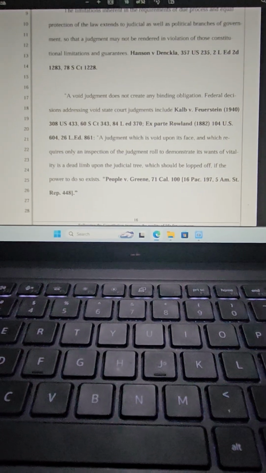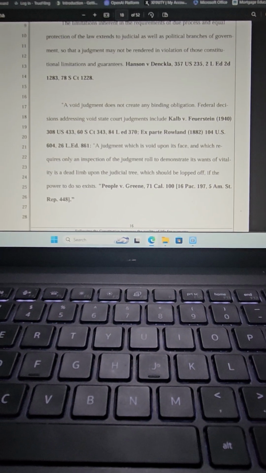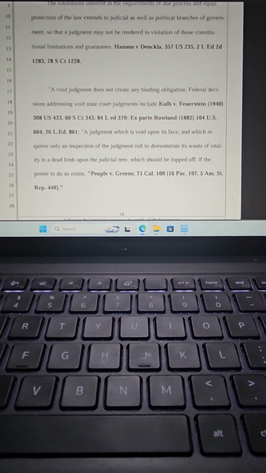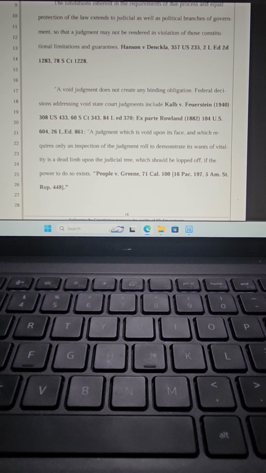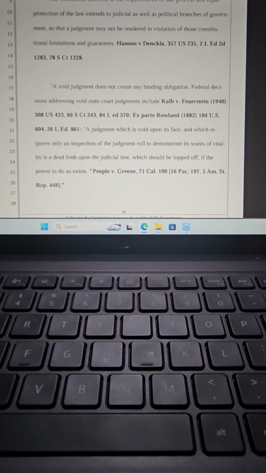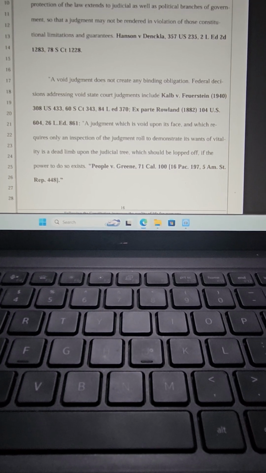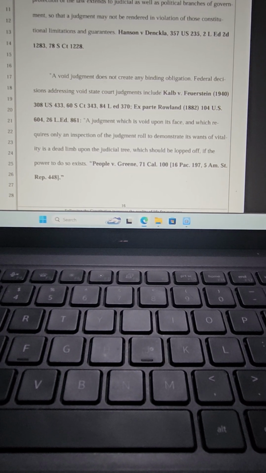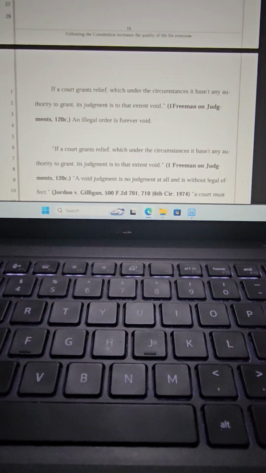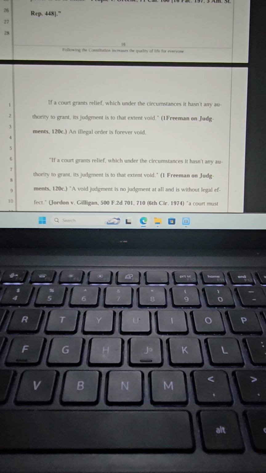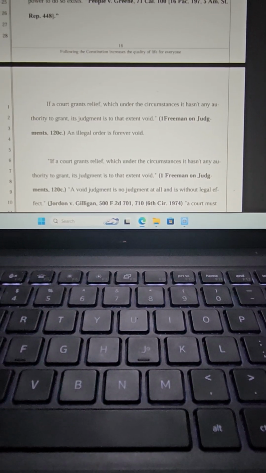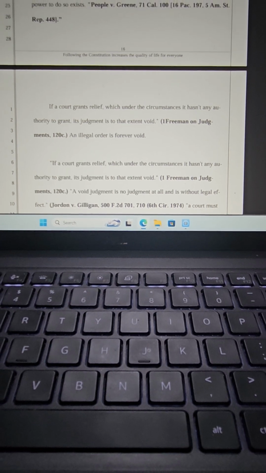A void judgment does not create any binding obligation. Federal decisions addressing void state court judgments include: a judgment which is void upon its face, and which requires only an inspection of the judgment roll to demonstrate its want of vitality, is a dead limb upon a judicial tree which should be lopped off if the power to do so exists. People v. Green. If a court grants relief which, under the circumstances, it has no authority to grant, its judgment is to that extent void. An illegal order is forever void.